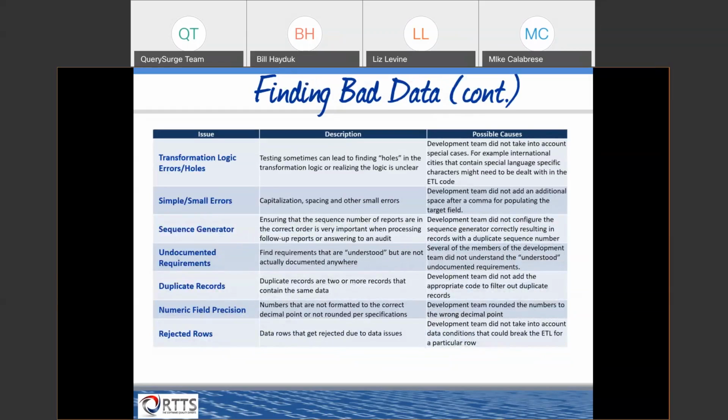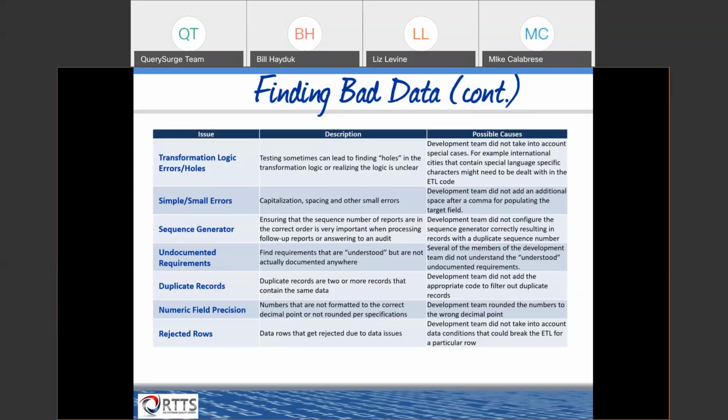Continuing on here, just some transformation logic errors and holes. You may see this when, for example, a developer develops a unit test, tests a couple of the key specific use case values, but doesn't consider any sort of edge cases. That can certainly pop up in a production environment as something unexpected. So it's important to fully understand the transformation logic and be able to identify those holes. Even small or simple errors can cause large problems down the line.